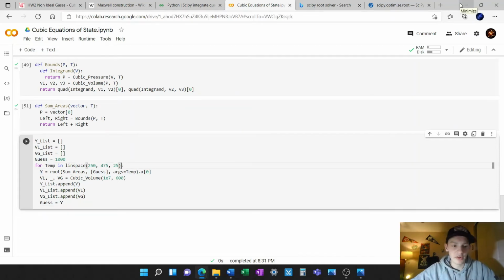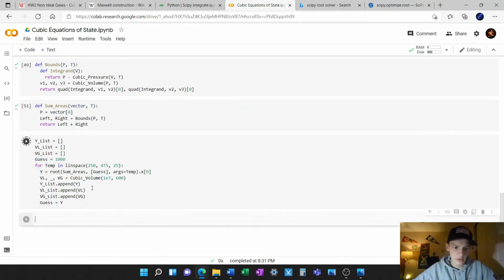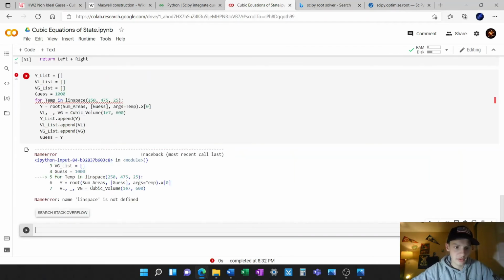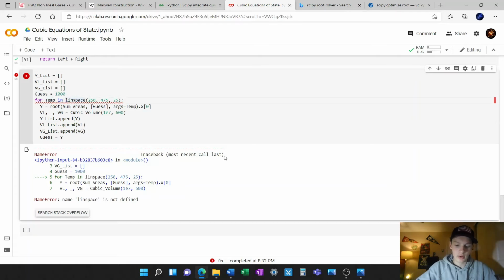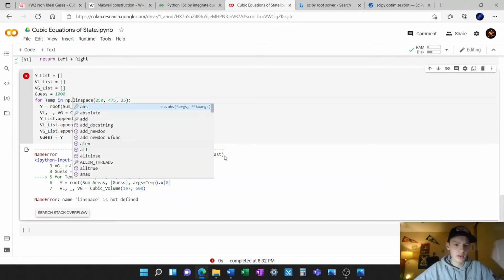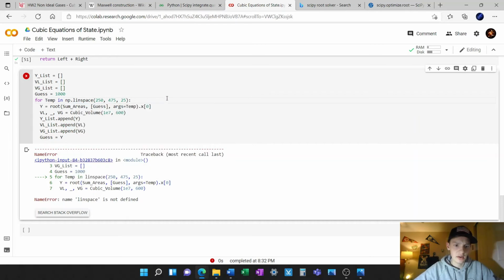Now let's check to see if everything works. So shift enter on this, and we have a problem with the for loop. Linspace is not defined, and that's because I didn't use numerical Python that we have imported above. So I do need to change that. Let's change these a little bit. Let's do smaller steps. Go to 500 to 250. Let's put periods on the end of these so that they are floating decimals and not integers.